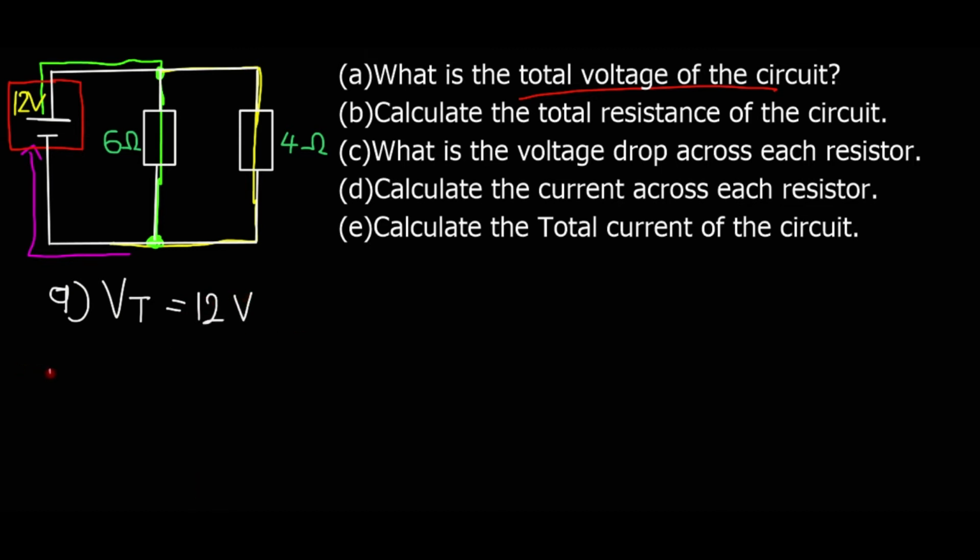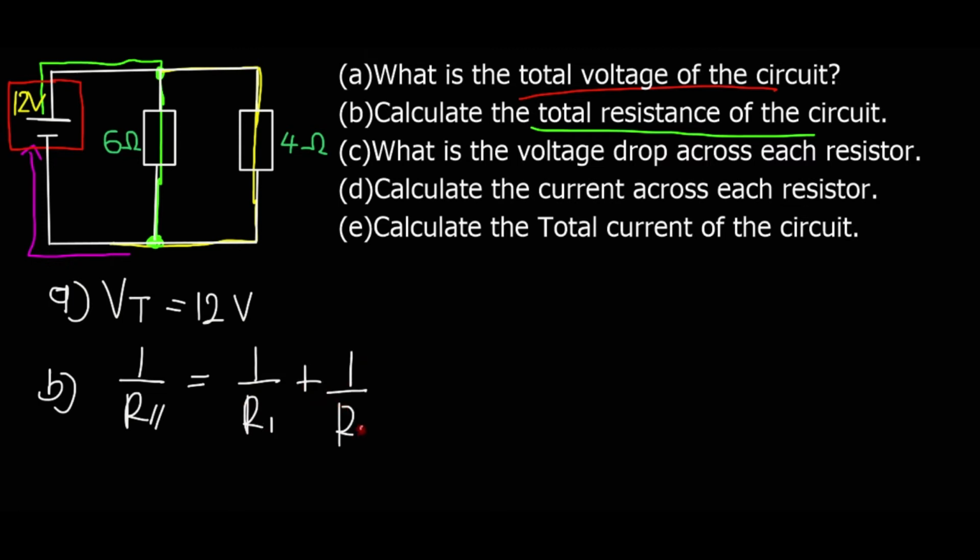And then part B here, calculate the total resistance of the circuit. Because we have a parallel circuit, 1 over R parallel is equals to 1 over R1 plus 1 over R2. Therefore we will have 1 over 6 plus 1 over 4, and then 1 over 6 plus 1 over 4 is 5 over 12.